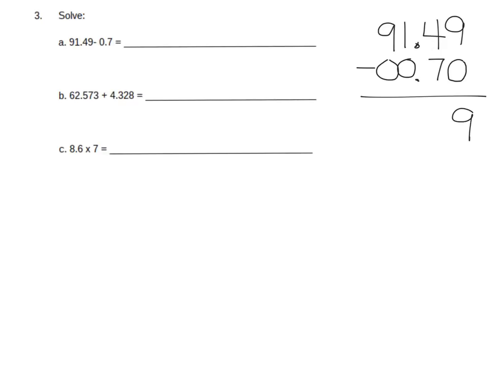4 minus 7 I can't do, so I have to borrow from the 1, make the 1 a 0, make the 4 14. 14 take away 7 is 7. My decimal comes straight down into my answer. 0 minus 0 is 0. 9 minus 0 is 9. So the answer to 91 and 49 hundredths minus 7 tenths is 90 and 79 hundredths.